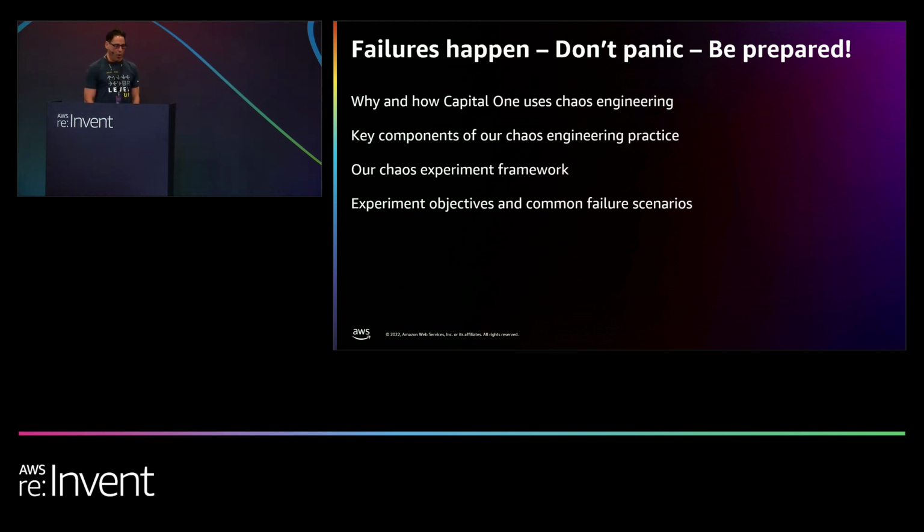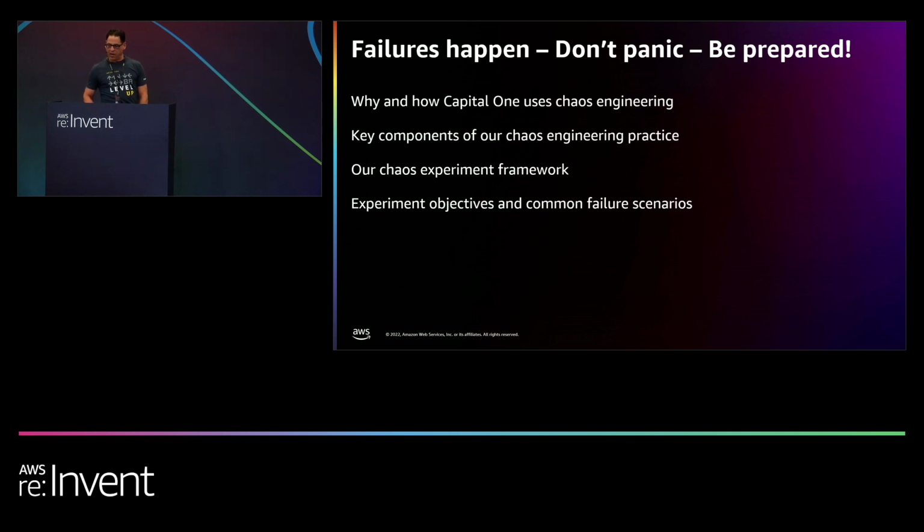So today, what we're going to focus on is why and how Capital One uses chaos engineering, the key components of our chaos engineering practice, our chaos experiment framework, and experiment objectives and common failure scenarios that we often see. For those of you who are not that familiar with chaos engineering, I'll just real quickly state that chaos engineering is the art of injecting one or more failures into a system and identifying if the system can gracefully react to the failure that you injected.